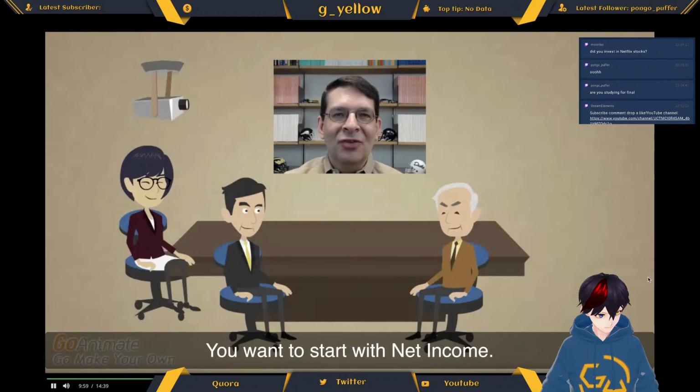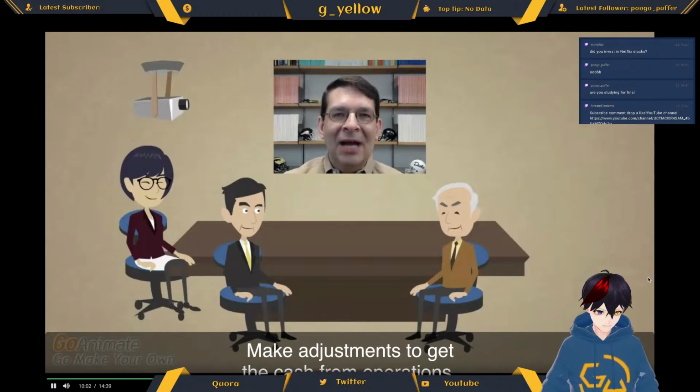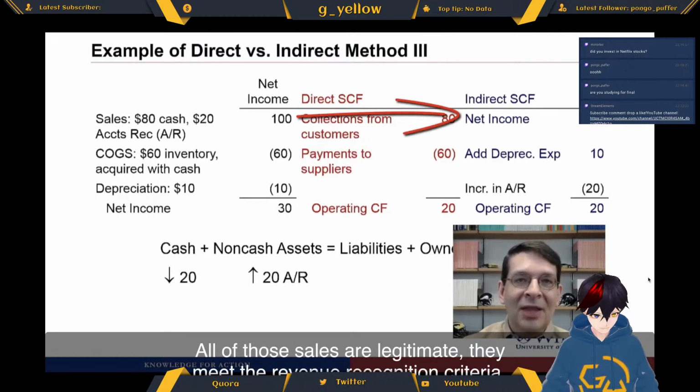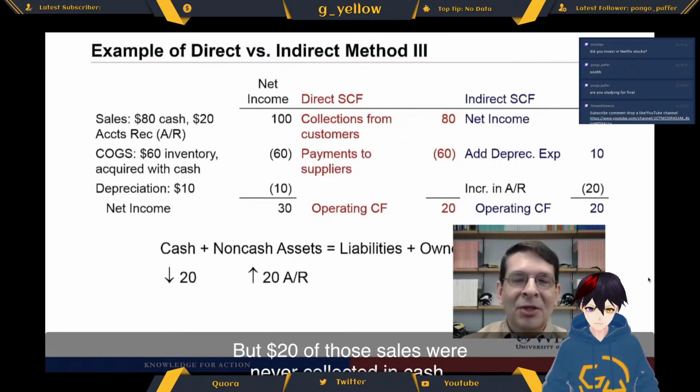Indirect method. We want to start with net income and make adjustments to get to cash from operations. Net income includes $100 of sales. All of those sales are legitimate. They meet the revenue recognition criteria. But $20 of those sales were never collected in cash.